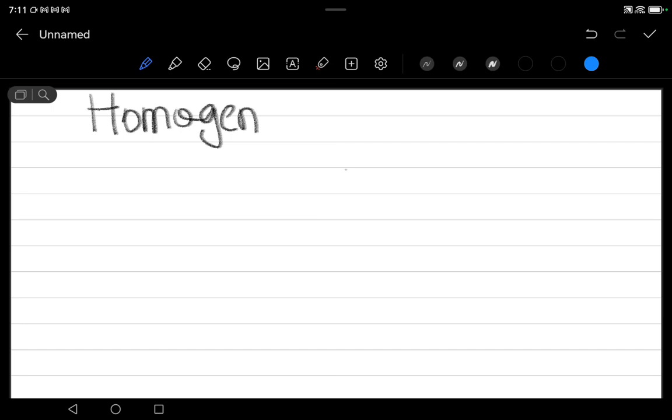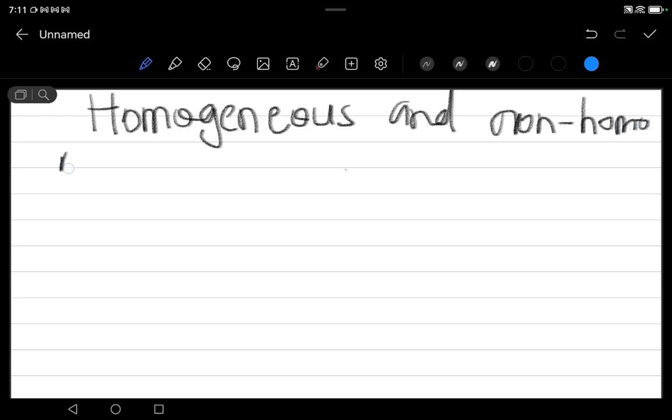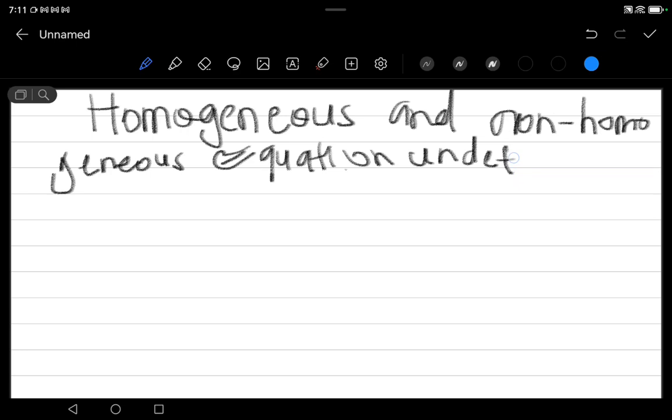So the second order differential equation, here is where we have the homogeneous and non-homogeneous equation.